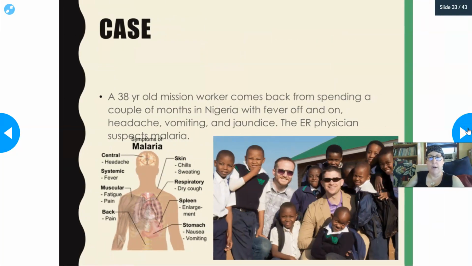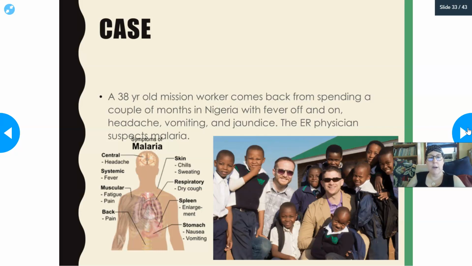Okay, so let's talk about one more case. Well, there'll be two more. This is the next to the last case. You have a 38-year-old mission worker who comes back from spending a couple of months in Nigeria. He has fever off and on, a headache, vomiting, and jaundice. The ER physician suspects malaria.